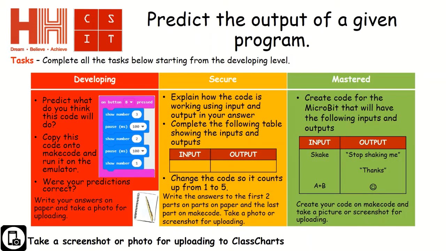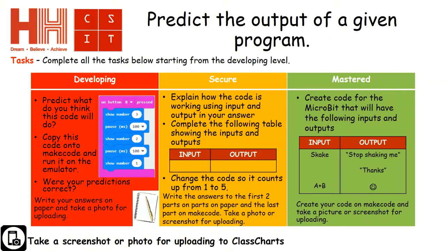We're now going to look at predicting the outputs of a given program. Now the tasks are all listed below, and you need to start these tasks from the developing level and work your way up to mastered. Starting with developing, this is going to be done on paper. So you need to write down and predict what you think the piece of code that you've been given will do. You need to follow that then with copying it onto the MakeCode editor, which you will find a link to on Class Charts. And once you've copied it, you need to run it on the emulator. When you run it, you need to then write down whether your predictions were correct.